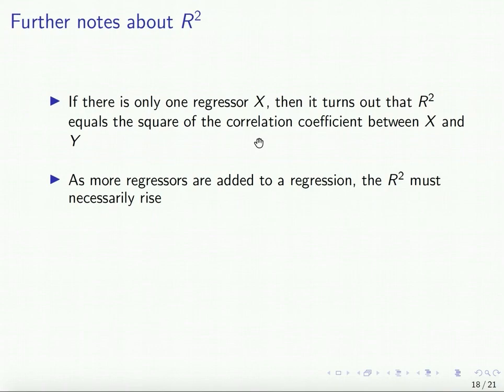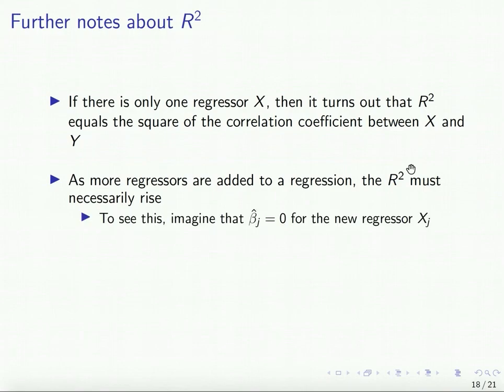As you add more regressors to a regression, your R squared is very likely to rise, and specifically, there's no way it's going to go down. Think of it this way. Say you add a new regressor, let's call it xj, and the coefficient on that regressor that you estimate is not statistically significant, and it's truly zero. So the impact of xj on y is just zero.